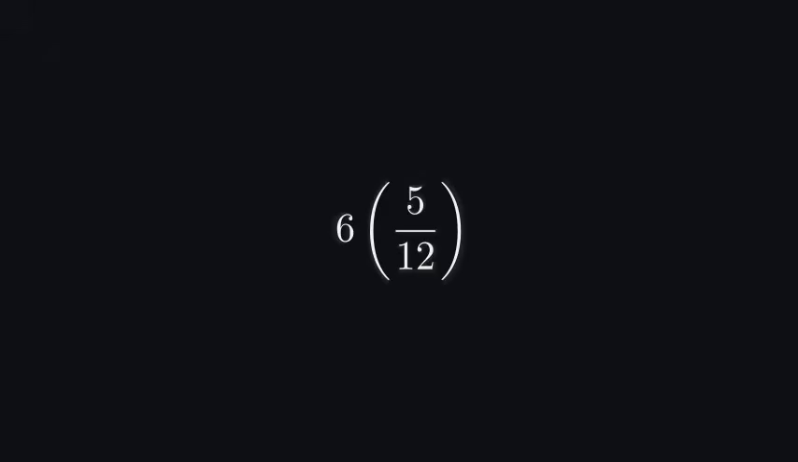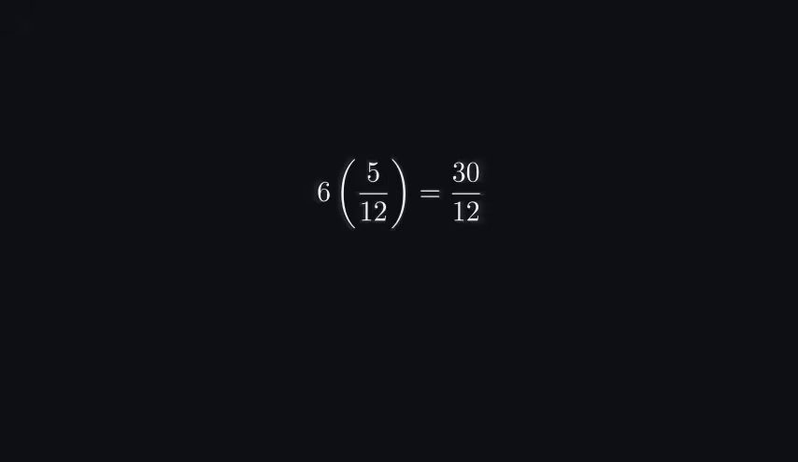Now simplify the denominator. The denominator simplifies to 5 over 2. 6 times 5 over 12 equals 30 over 12, equals 5 over 2.